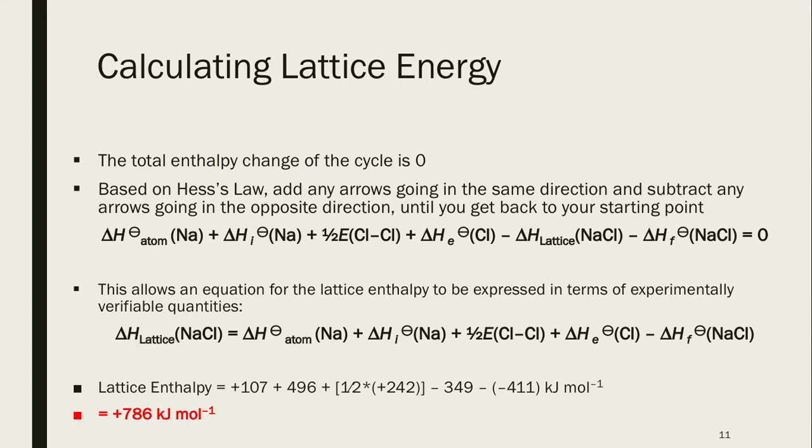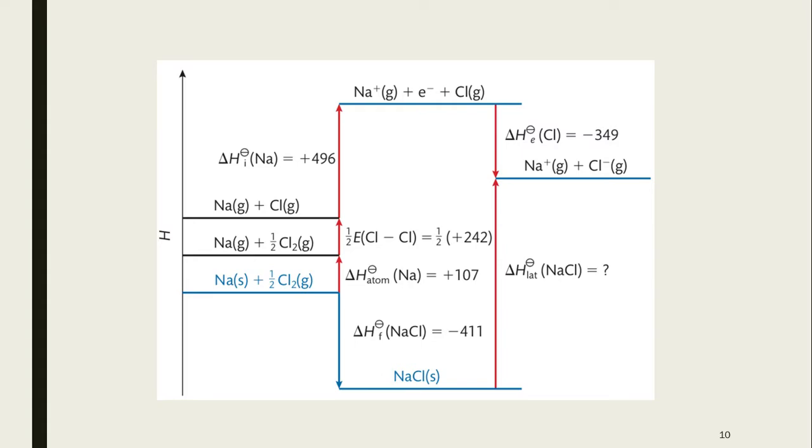What we are going to do is start with our elements in their standard state, and go in one direction, and based on Hess's law, add any arrows going in the same direction, and then subtract any arrows going in the opposite direction until we get to our starting point. So I'm going to go back to the previous slide. We're going to start with the elements in their standard state. And what I always do is start here and just go up.